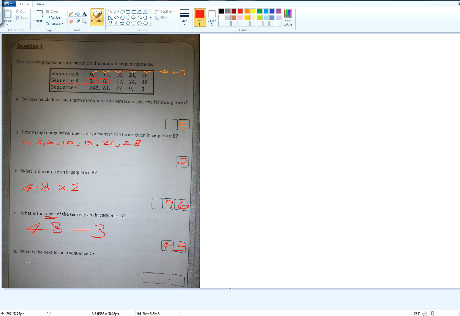What is the next term in sequence C? In sequence C, what's the pattern for this one? Dividing by 3. So divide by 3, 3, 3, 3. Now, what's 3 divided by 3? 1. Even though they've got decimal points here, so the answer we just write as 1.0 in that case.